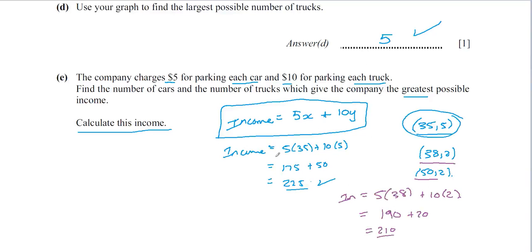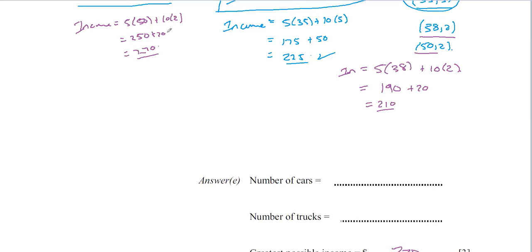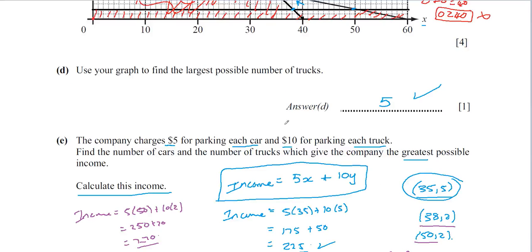And the last one's going to be 50 and 2. So income: 5 times 50 plus 10 times 2 is equal to 250 plus 20, which is equal to 270. So the highest possible value of income is 270, and that occurs when you have 50 cars and 2 trucks.